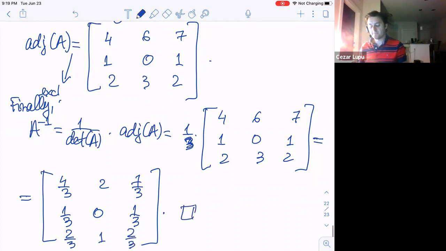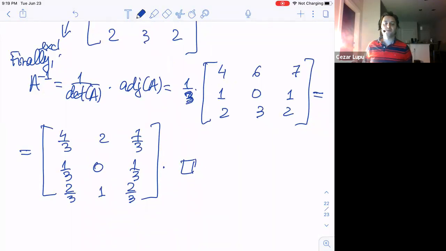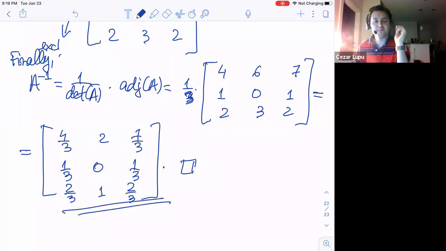That's the inverse. If you want, you can also do it by adjoining the identity, and then you perform elementary operations, you will get the same thing. Anyway, you can do that as well.